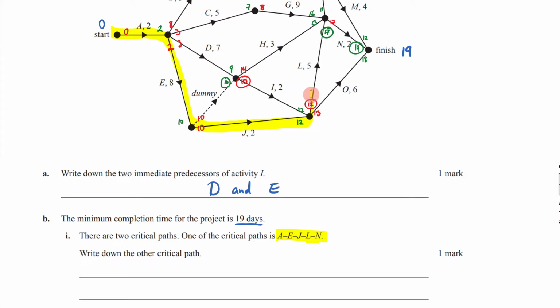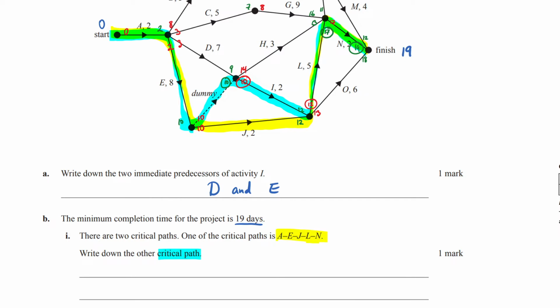AEJLN. There is one critical path. It now wants us to write down the other critical path. So remember, the critical path is when your numbers coming in and out are the same. So if we go forward, it still has to be 0, 2, 2. But now, instead of going 10, 10 that way, I can go 10, 10 this way. 10, 10, 12, 12, 17, 17, 19, 19.